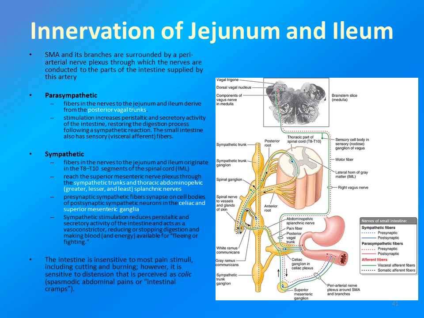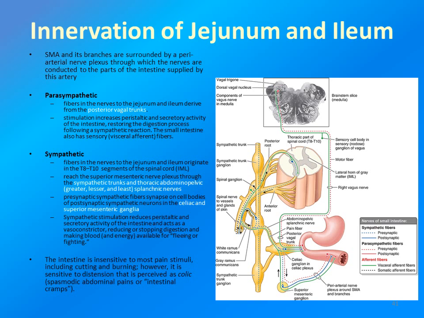Sympathetic innervation is received from the IML in the T8 through T10 segments of the spinal cord. Fibers reach the superior mesenteric nerve through sympathetic trunks and thoraco-abdominopelvic splanchnic nerves, the greater, the lesser, and least nerves, and are associated with the celiac and superior mesenteric ganglion. The postsynaptic sympathetic fiber leaves the ganglion and then goes to innervate the target organ. Sympathetic stimulation reduces peristalsis and secretory activity of the intestine and acts as a vasoconstrictor, reducing or stopping digestion and making blood available for the fight or flight reflex.